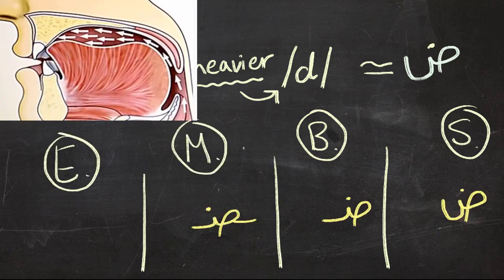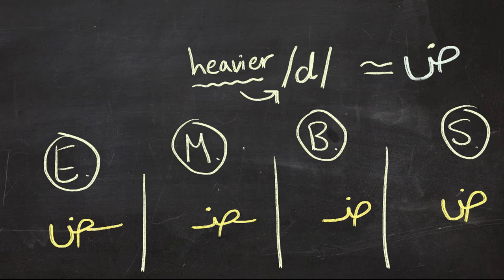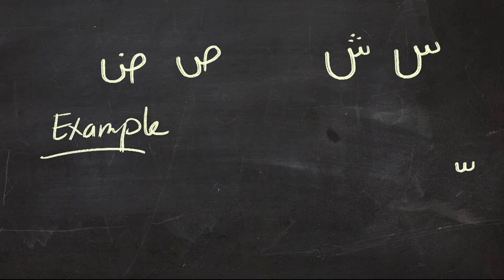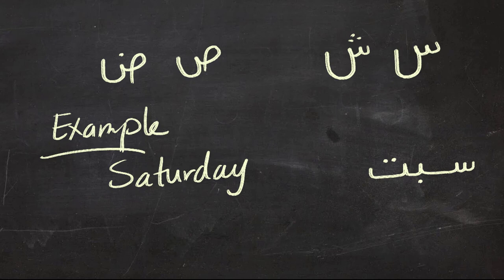Now, that was the second set of letters of today's lesson. They were Sin, Shin, Sad, Dad. Let's have some examples to combine these letters with letters that we have studied before to remember what we have learned today and also in the previous lessons. Some examples. The first example is the word sabt. Sabt means Saturday.